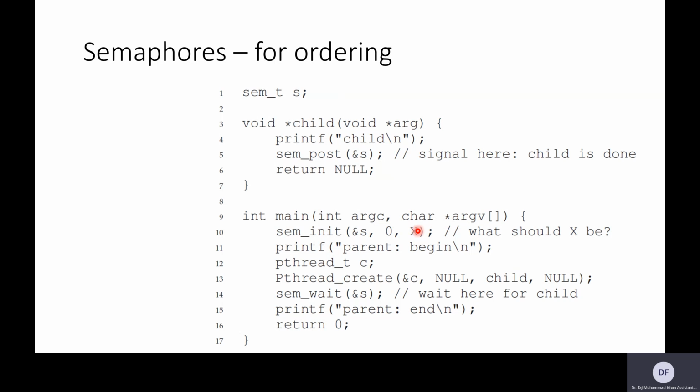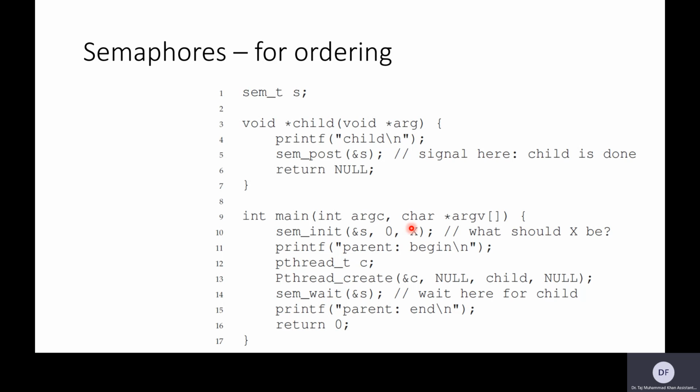So pause this video and think about it for a couple of minutes, and you will guess what's the value that we should give here to make this semaphore behave like a condition variable. So I'll give you a couple of minutes. Okay, so if you have thought about it, then I'm sure you would have guessed that if we give this semaphore an initial value of 0, then the semaphore will behave like a condition variable.